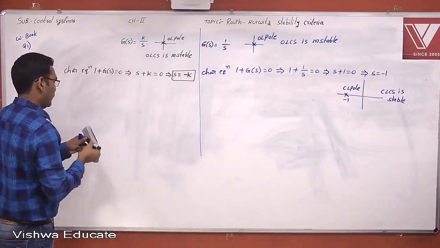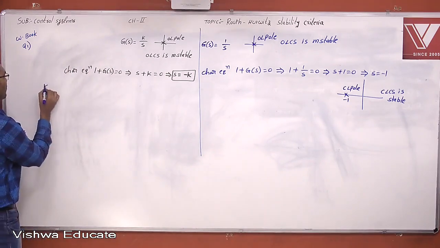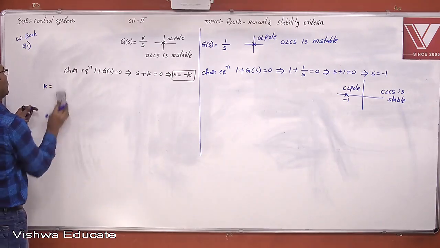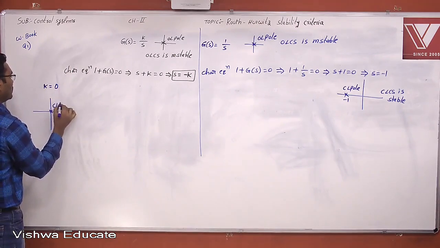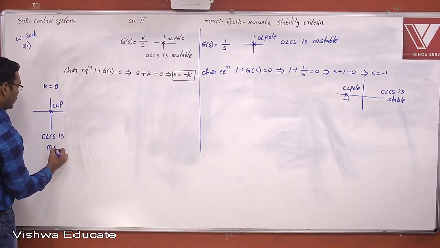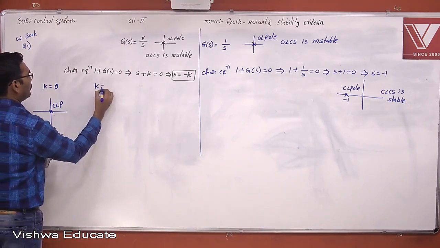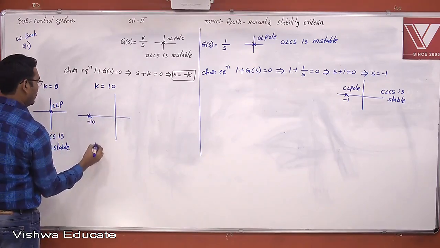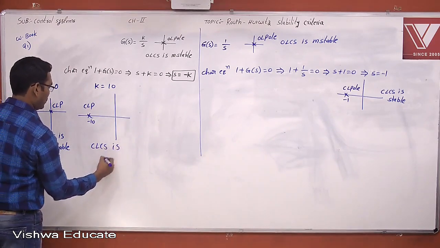Now my question is, when k equal to 0, where is the closed loop pole? The closed loop pole is at origin and the closed loop control system is marginally stable. Now, when k equal to 10, the closed loop pole is at minus 10 and the closed loop control system is stable.